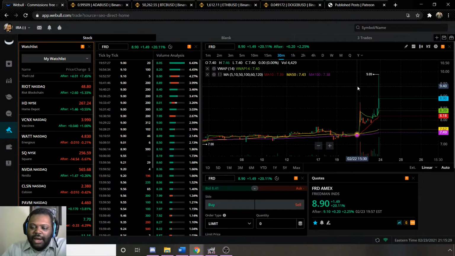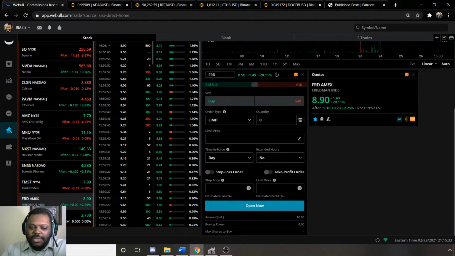It is a lot of selling off going on, but this one seemed to be pretty green, so I'm going to be looking to see how that performs tomorrow.